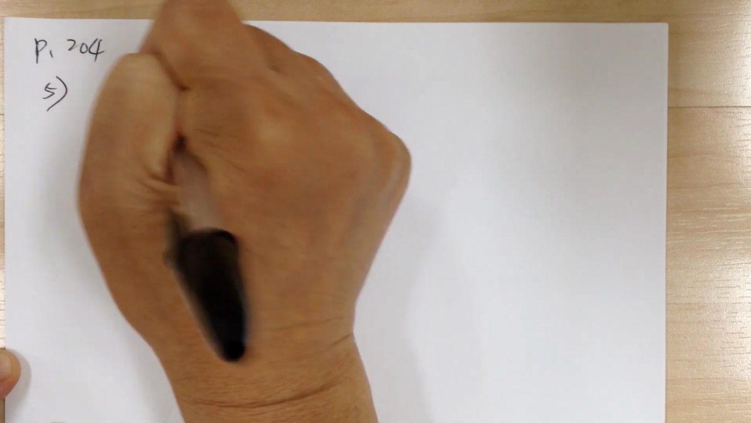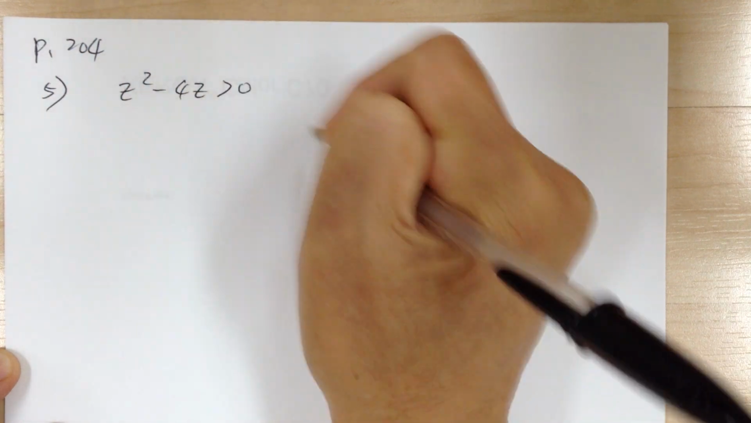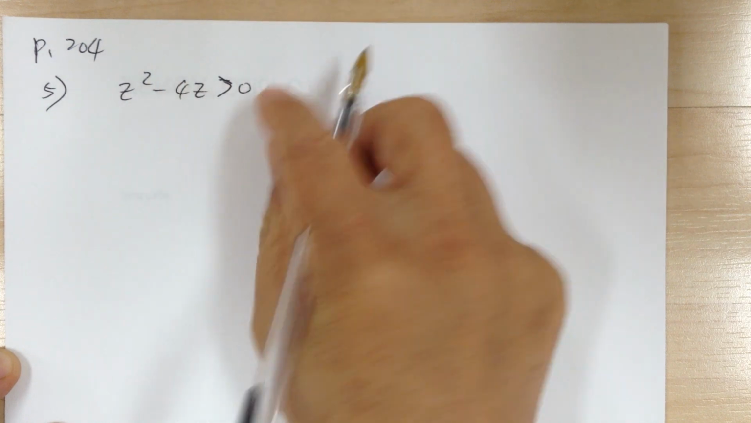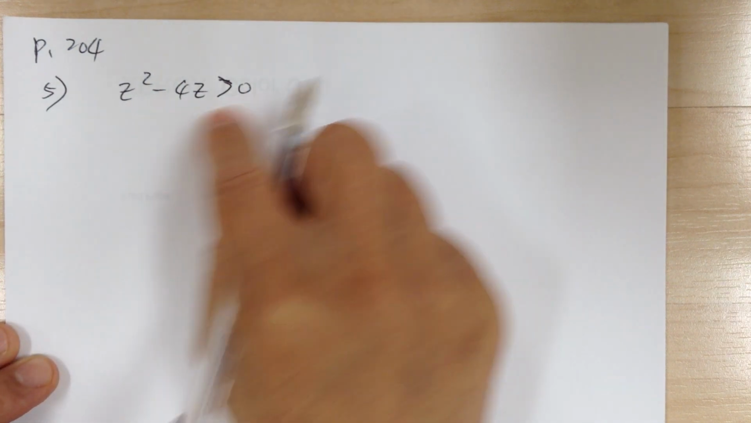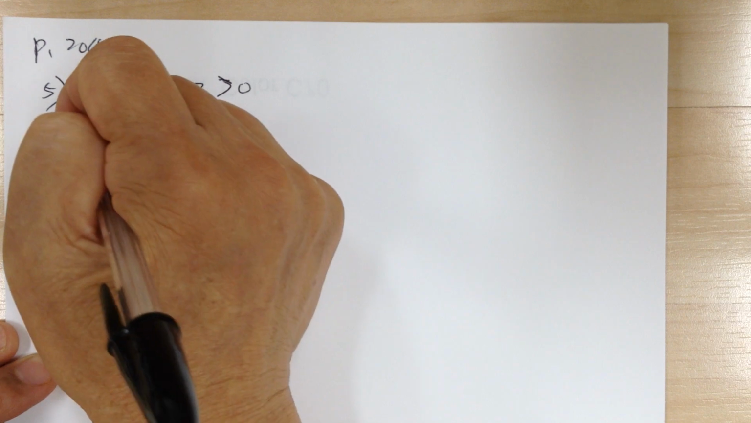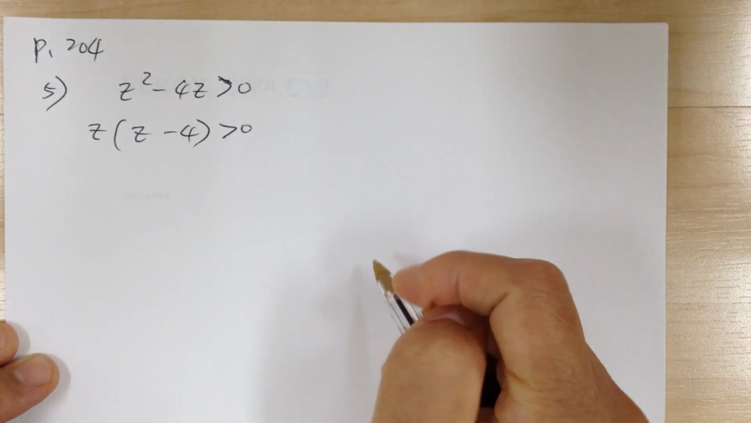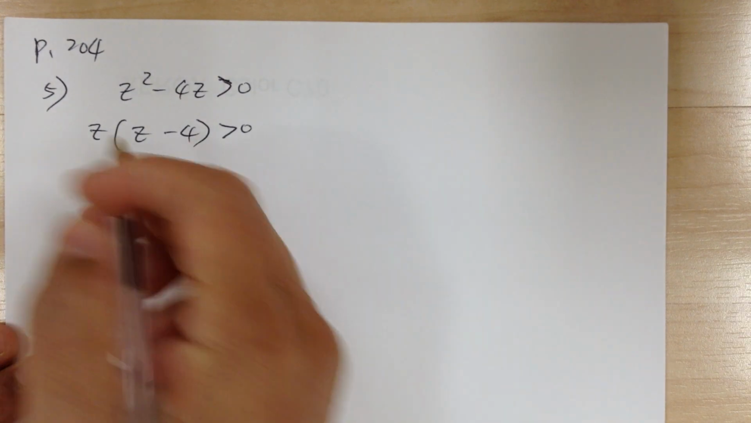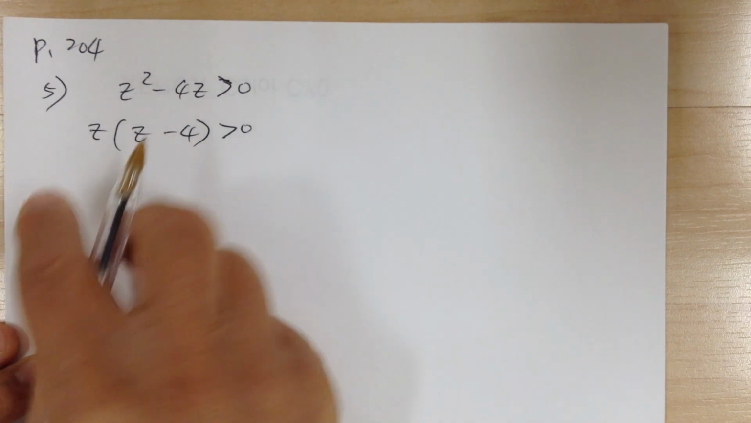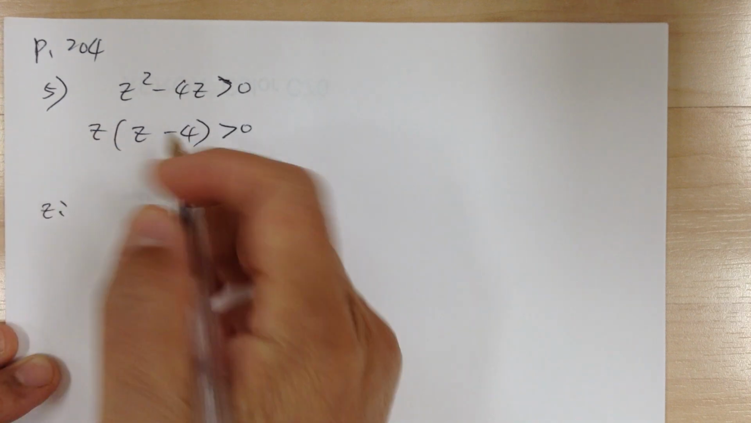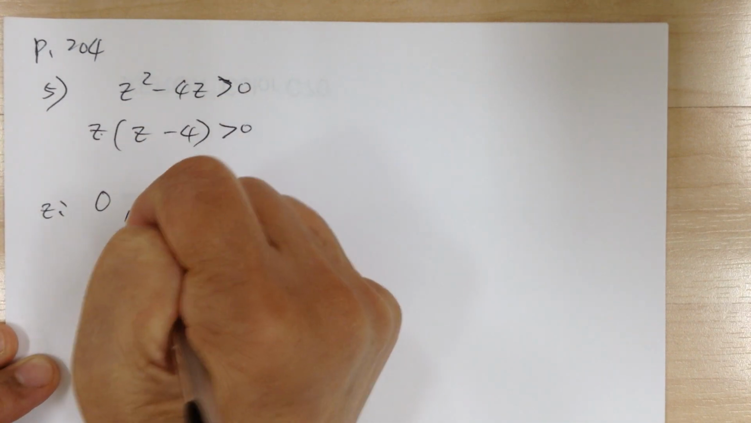Okay, let's go to the next one. We've got z squared minus 4z is greater than 0. First make sure the right hand side is equal to 0. Next, you have to factor this. Step 1, common factor. Make sure you go through the steps of factoring. So your zeros are, from here you're going to get 0, and from here you're going to get 4.